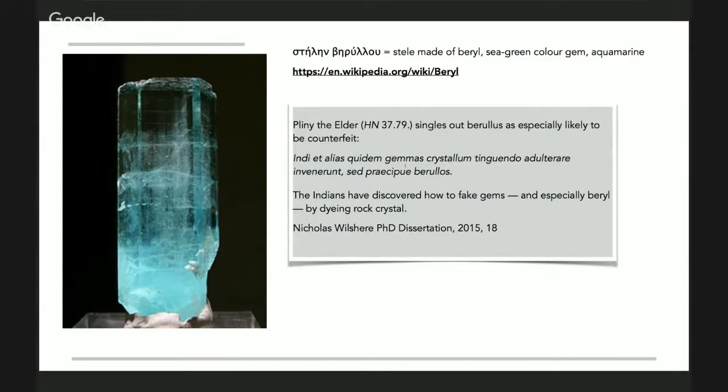Then what is also very interesting is that Pliny the Elder singles out that this beryllos is likely to be counterfeit. So again, we are in this general mood of Lucian's writing, that is to say, beware, I'm speaking truth, lying, and I am a liar, so everything I'm telling can also be something fake.